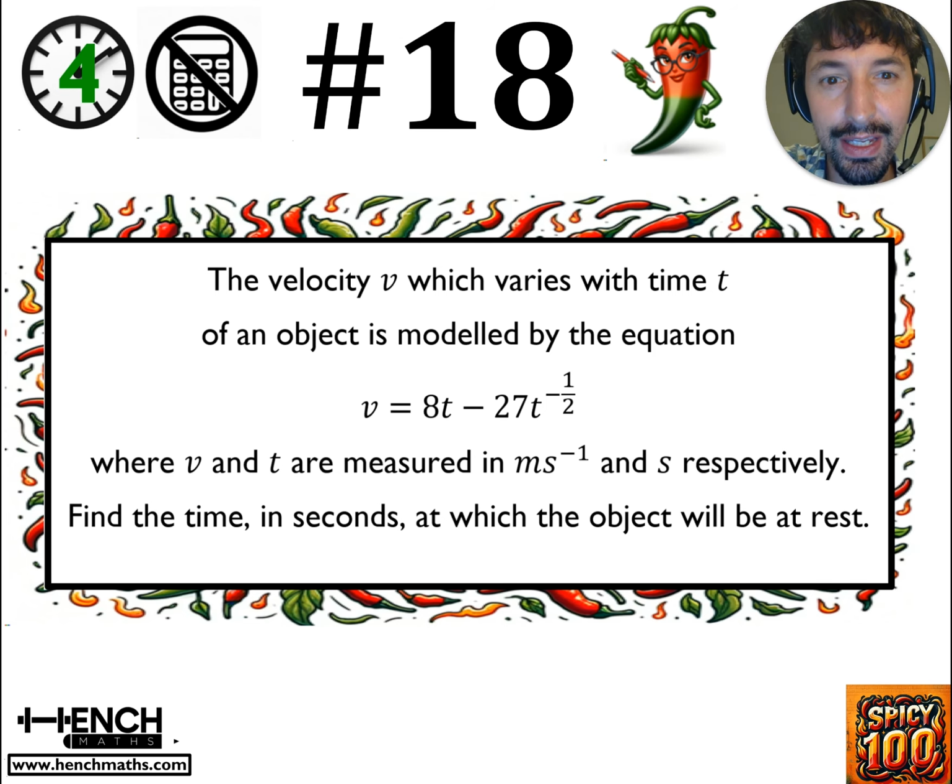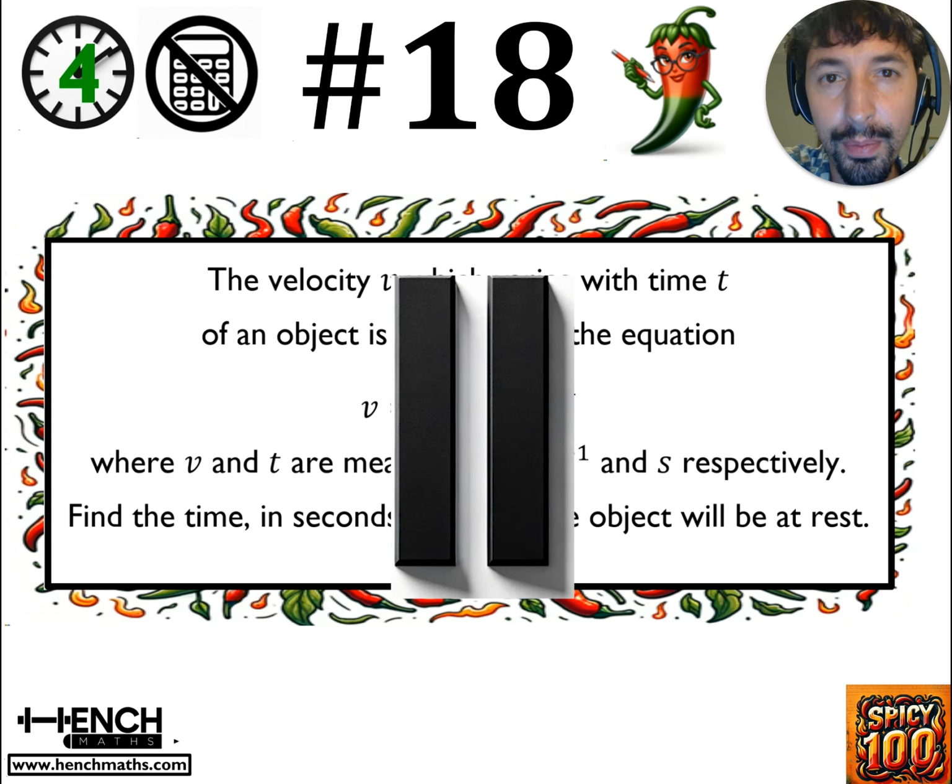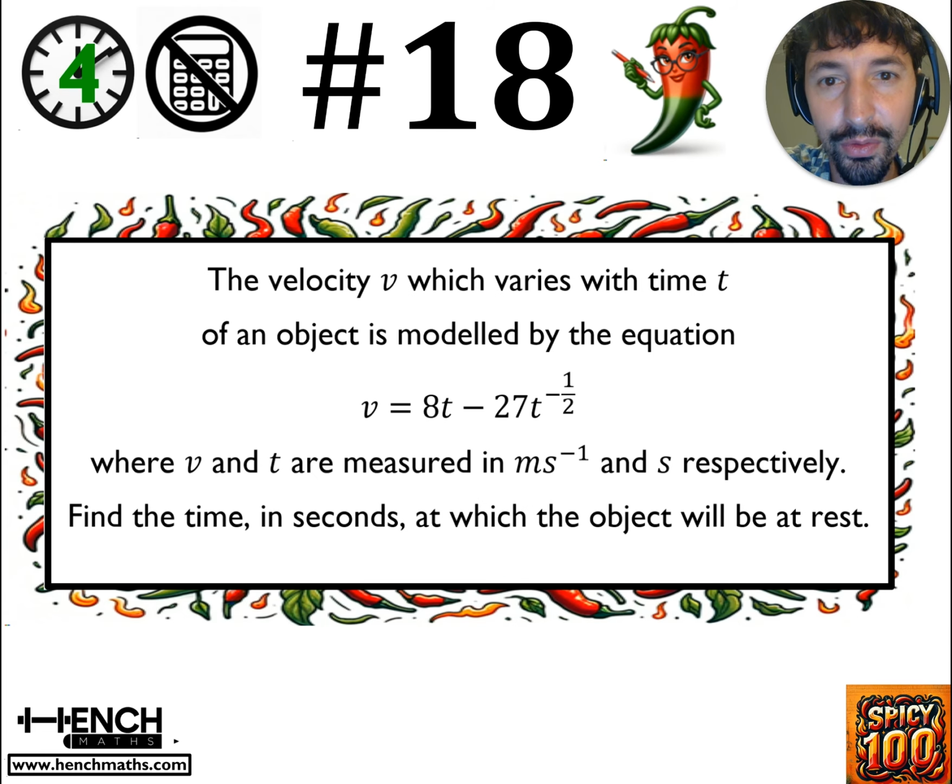The velocity v, which varies with time t, of an object is modelled by the equation v equals 8t subtract 27t to the power of negative a half, where v and t are measured in meters per second and seconds respectively. Find the time in seconds at which the object will be at rest. So have a good read of that. Set your timer for 4 minutes, and when you're ready to make a start, pause the video, and best of luck with 18.